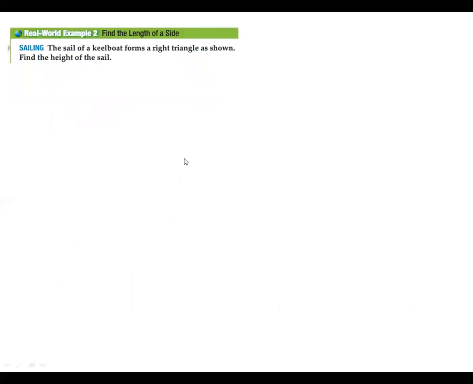So the sail of a keel boat forms a right triangle as shown. Find the height of the sail. So here's the sail. And I know that the base of the triangle is 10 and the hypotenuse is 20. So this is just how you'd apply it in this situation. In this case, they didn't use a, b, and c, right? But I know that the hypotenuse squared is equal to the sum of the squares of the two sides. So I just did h squared plus 10 squared equals 20 squared. I could have done 10 squared plus h squared equals 20 squared.